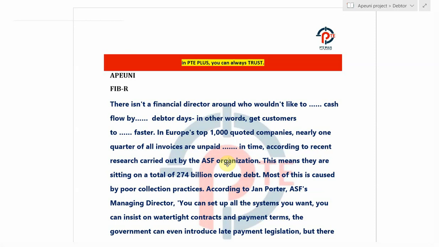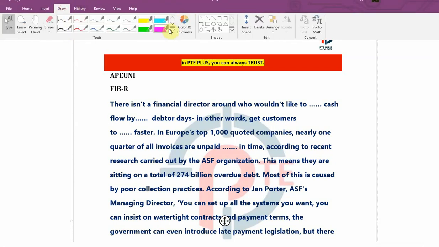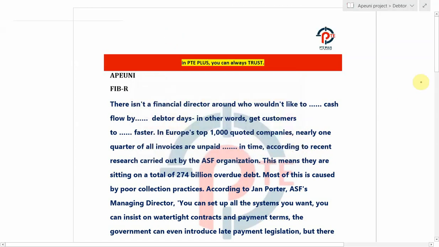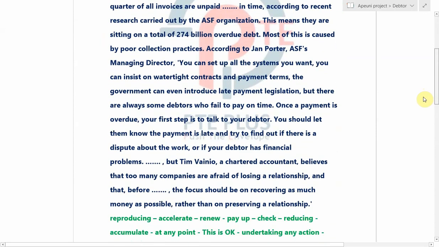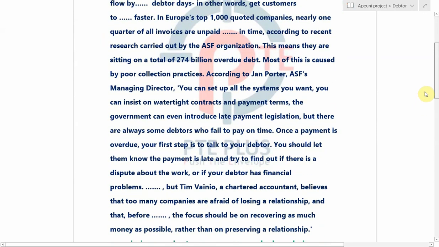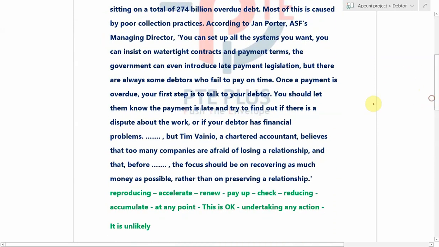In this video we're going to work on reading number 325, Debtor, from Reading Fill in the Blanks of APEUni. The title is about a financial thing, as you can see in the first sentence, and we will discuss it and figure out what the answers are. Let's dive deep into it. It's a long text, but it's easy. Just try to stay focused throughout the text and you will understand it and come to the right conclusions.